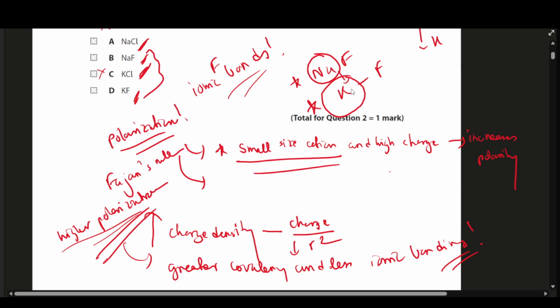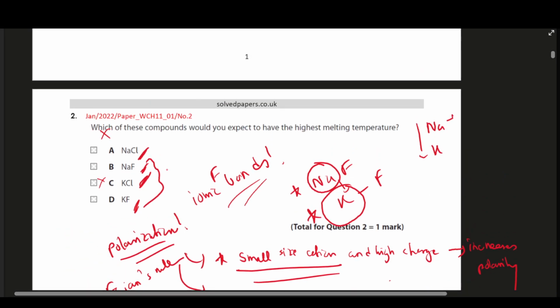All right. So you can clearly see that sodium has a smaller size cation, right? If it is a smaller size cation, its charge density is going to be higher, and what is going to happen? It is going to receive higher polarization. This will lead to greater covalency and less ionic bonding. So our answer will be this one. This will have the highest melting temperature. Did you understand, all of you?